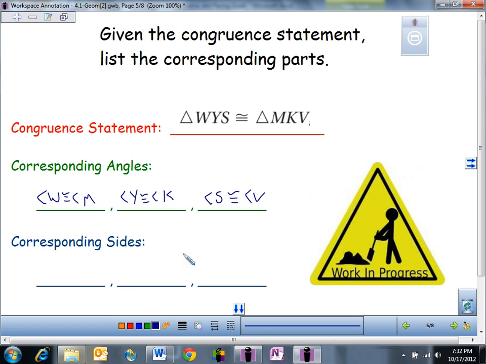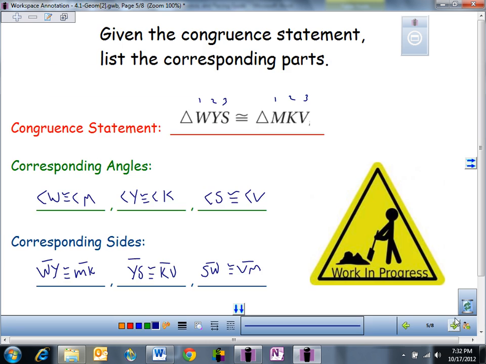And then we have three pairs of corresponding sides because it is a triangle. So first and second are congruent to first and second. Second and third are congruent to second and third. And then 3 and 1 are congruent to 3 and 1. So in my head I was thinking first, second, third spot, first, second, third spot.